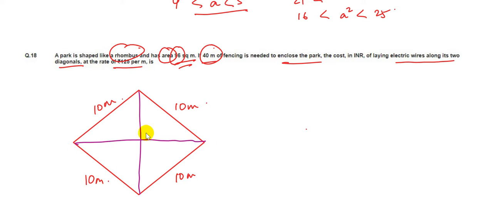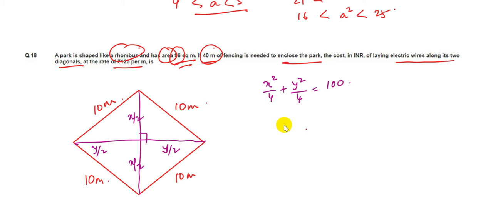We know that in a rhombus the diagonals intersect at 90 degrees. So if the lengths are x and y, then this is x by 2, this is x by 2, this is y by 2, and this is y by 2. So from simple Pythagoras we can see x square by 4 plus y square by 4 is 100, and it is given that the area is 96.